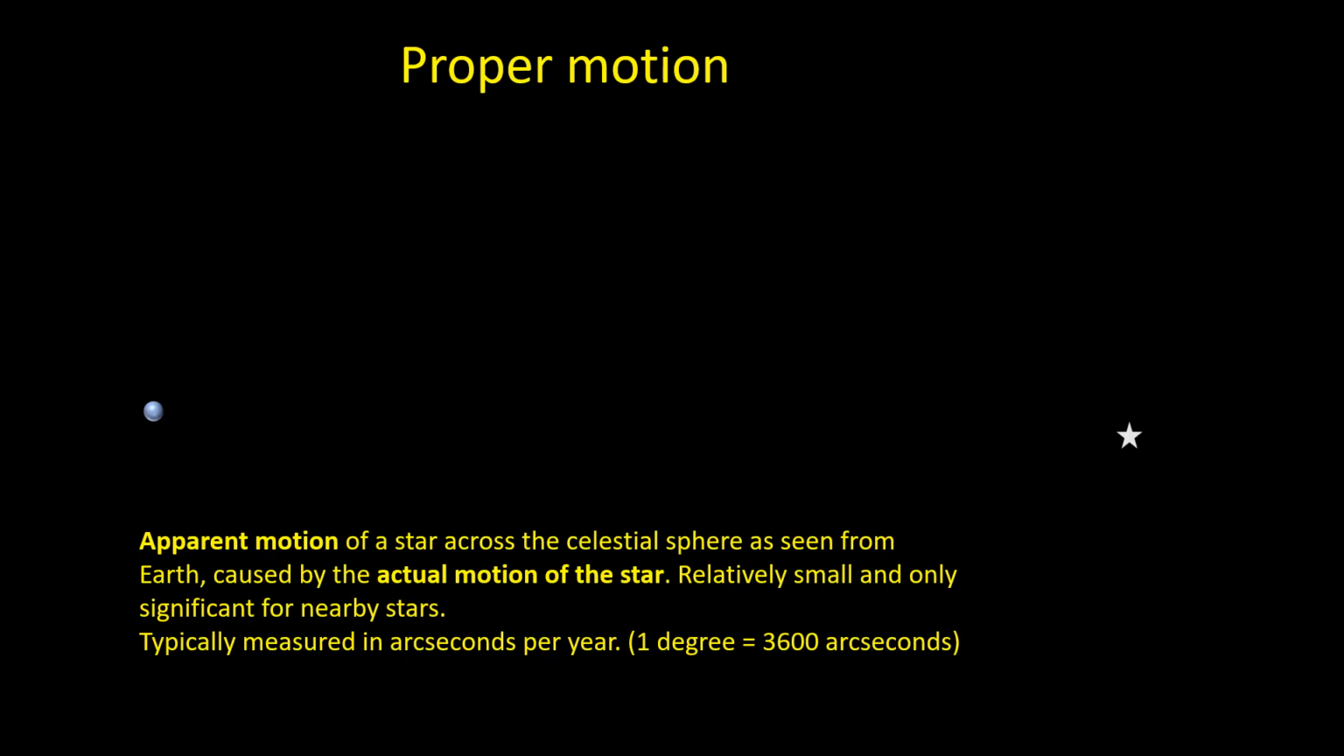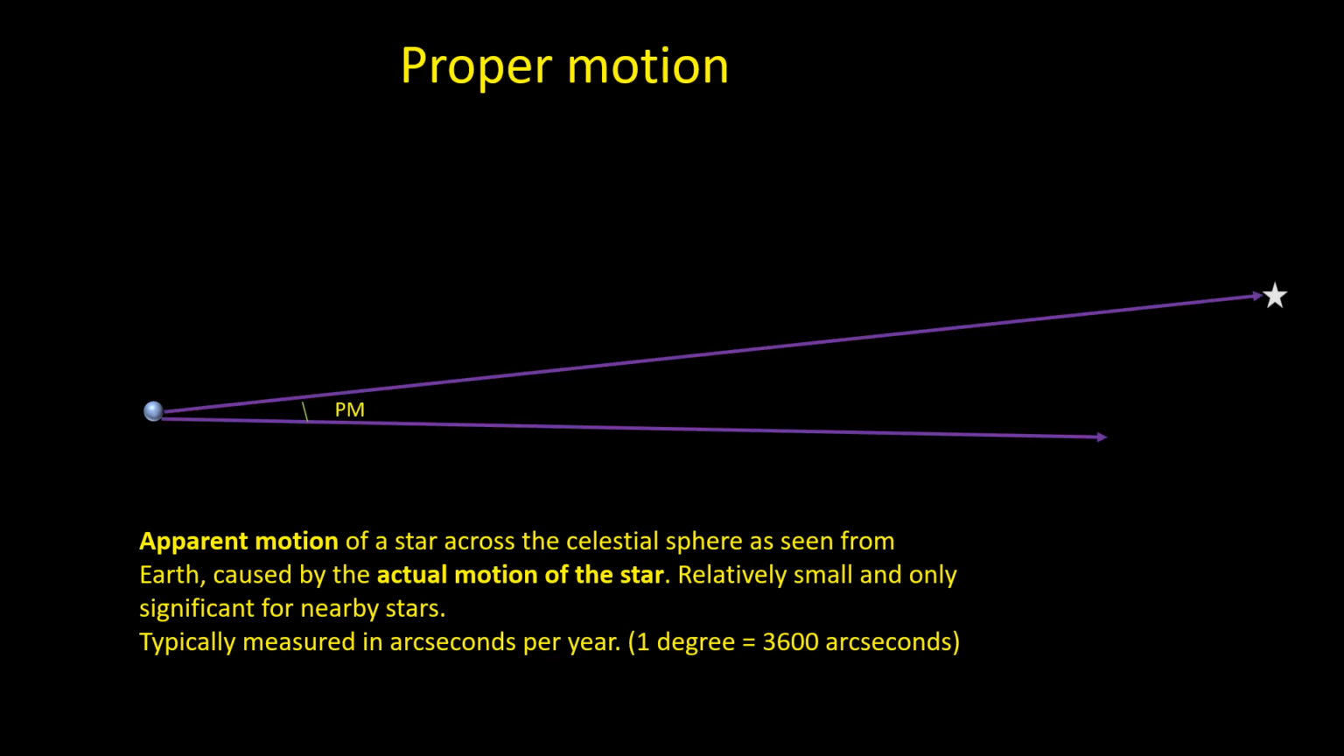So far, we've regarded stars as being stationary, but stars do actually move very slowly with respect to each other. We call this the proper motion, the apparent motion of the star across the celestial sphere, as seen from Earth. The proper motion is relatively small, and it's only really significant for nearby stars. It's typically measured in arc seconds per year, and there are 3,600 arc seconds in a degree.